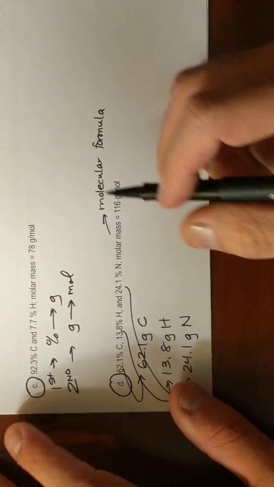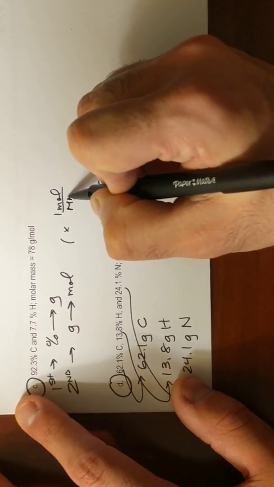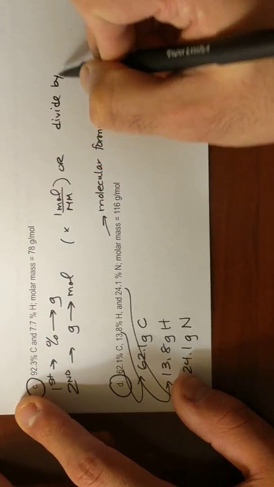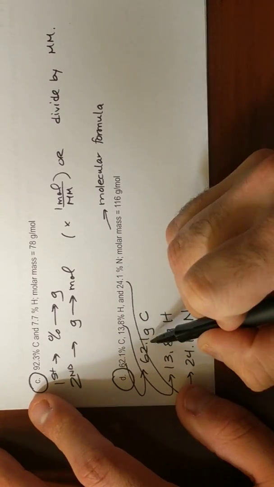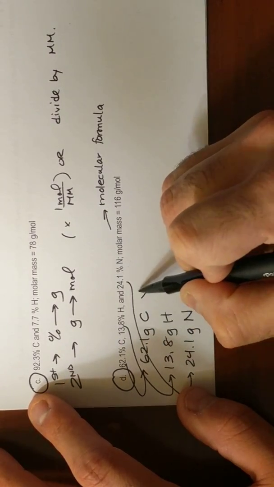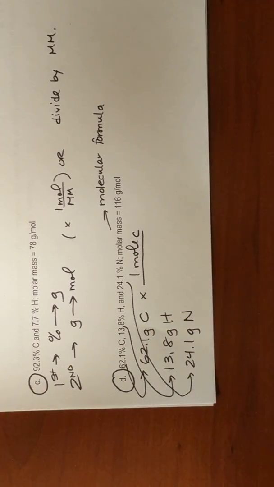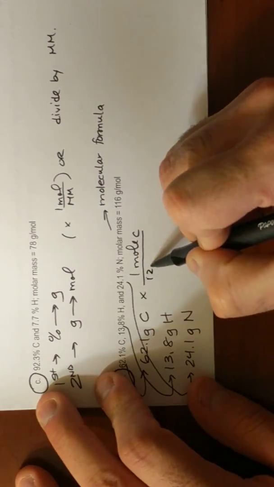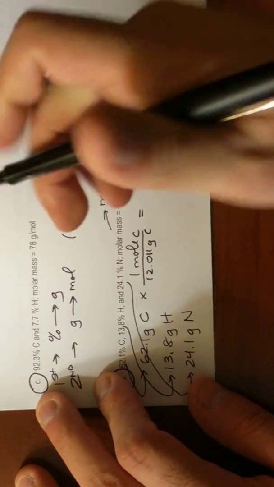And how do I go from grams to moles? I multiply by 1 mole over the molar mass, or in other words, divide by the molar mass. Okay, so I'm going to do that for all of these. For the 62.1 grams of carbon, I'm going to multiply by 1 mole of carbon over the molar mass of carbon, which if I use a periodic table, is 12.011 grams of carbon. I'm going to just set them all up.